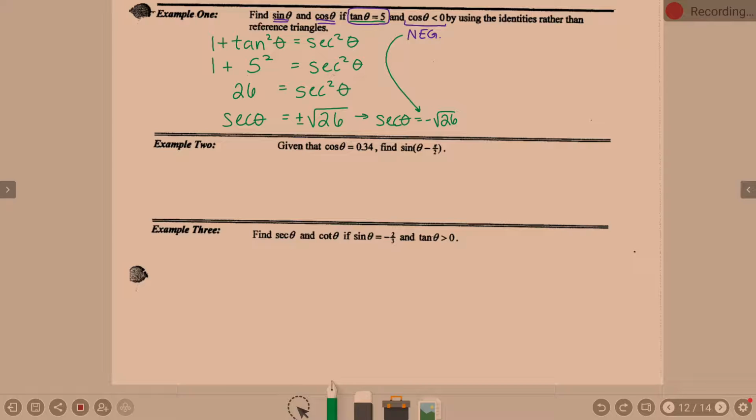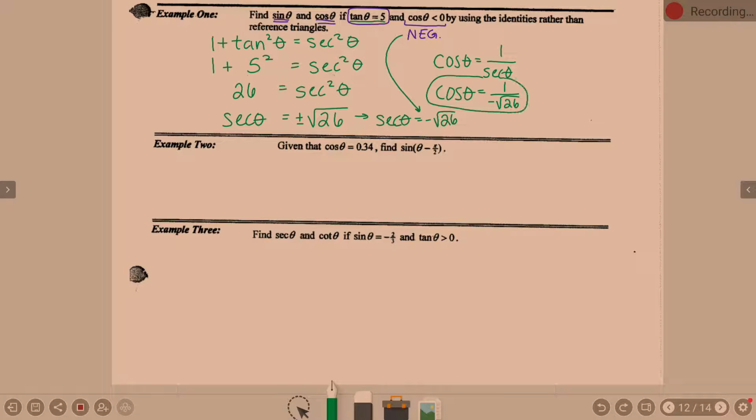What's the connection between secant and cosine? It's reciprocal, yes? And technically you guys knew that before today, right? You know cosine and secant are reciprocals. However, if you forgot that minor detail, it's also in your reciprocal identities, in that cosine theta is equal to 1 over secant theta. So if cosine theta is equal to 1 over secant theta, then cosine theta is equal to 1 over the negative square root of 26.